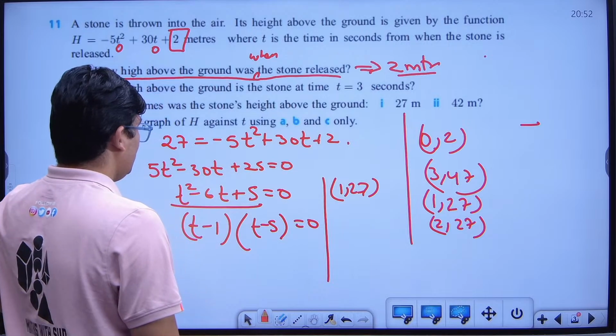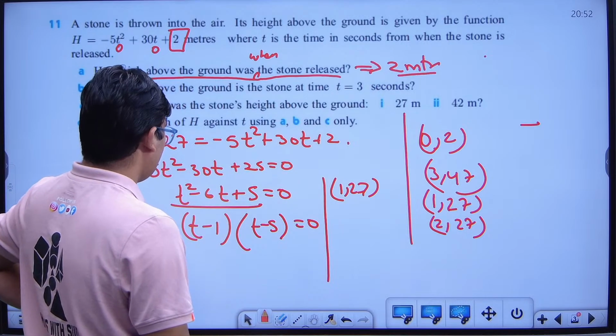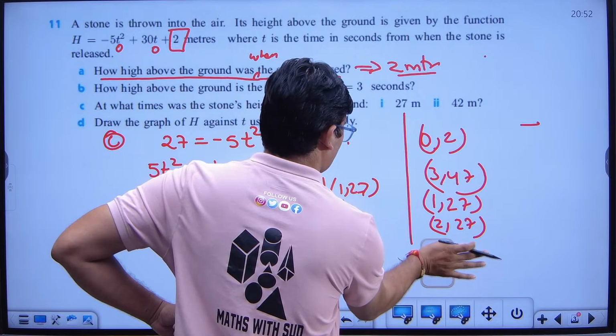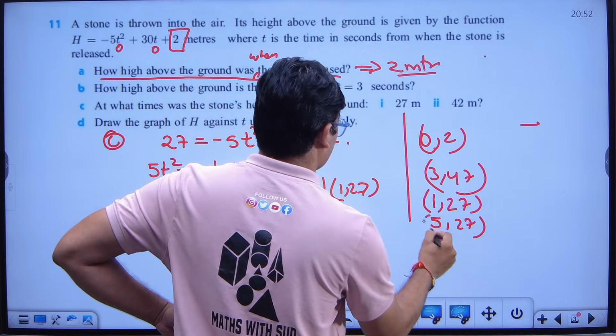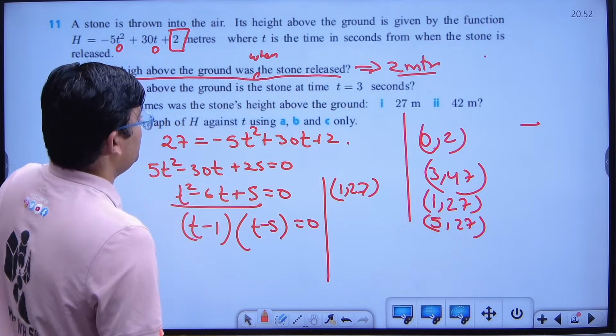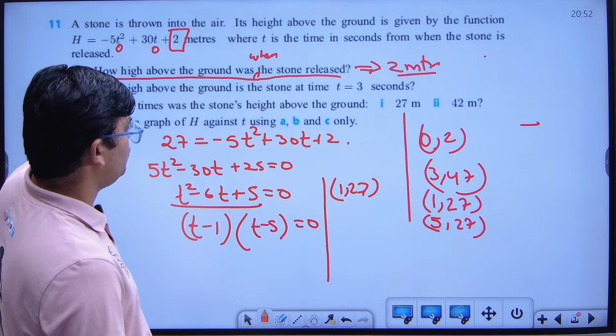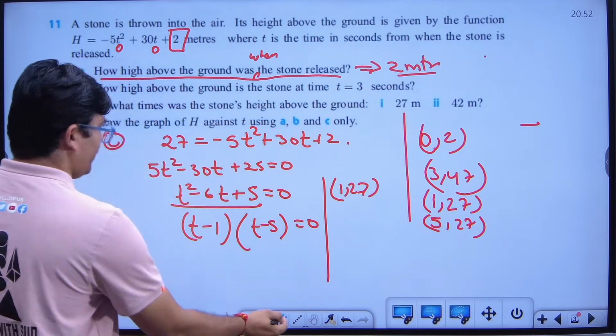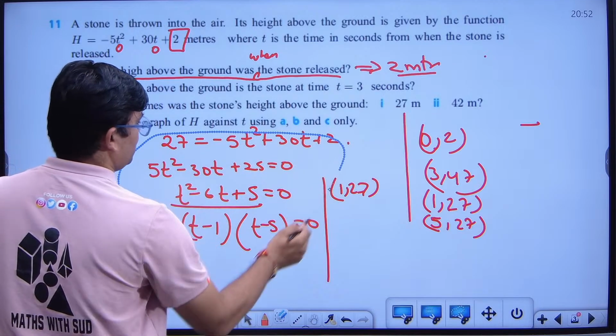How is it 2, 27? It is actually 5, 27. Okay. 2 was the initial point when it was released. Then 42 also. We need to find this. We have to solve this as well.